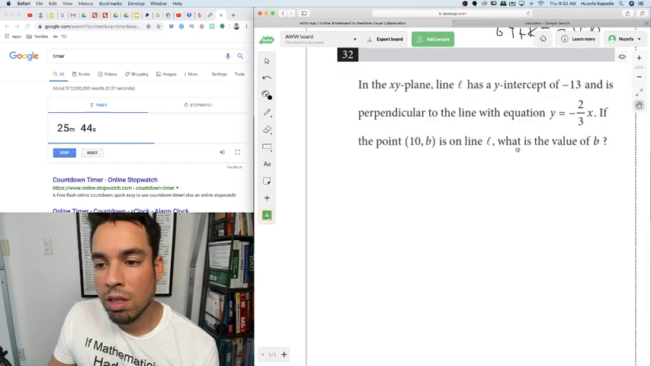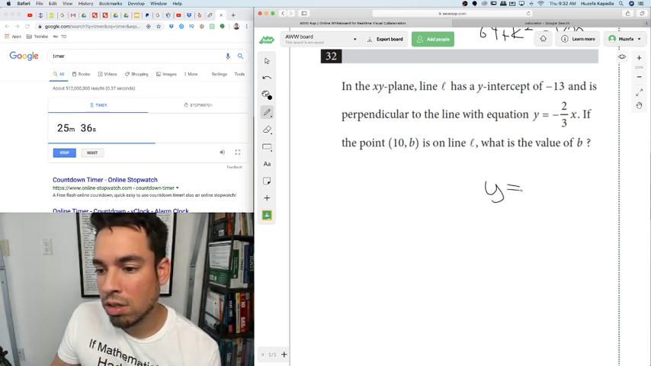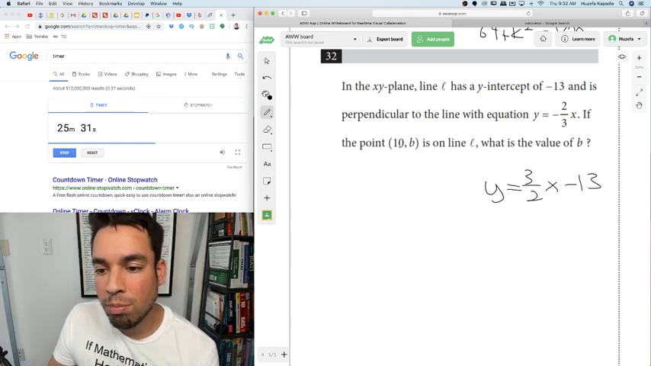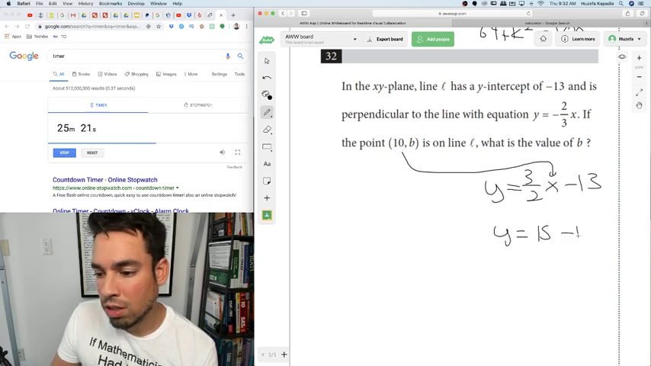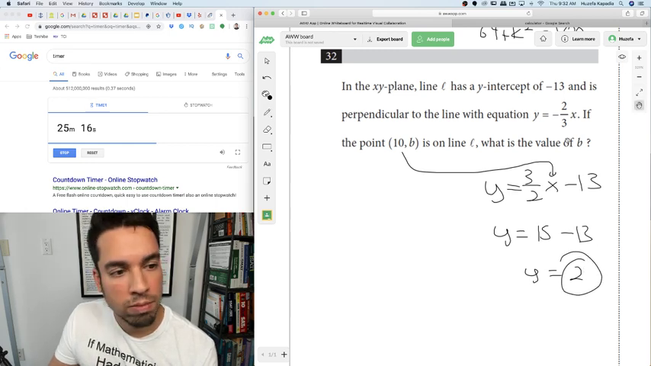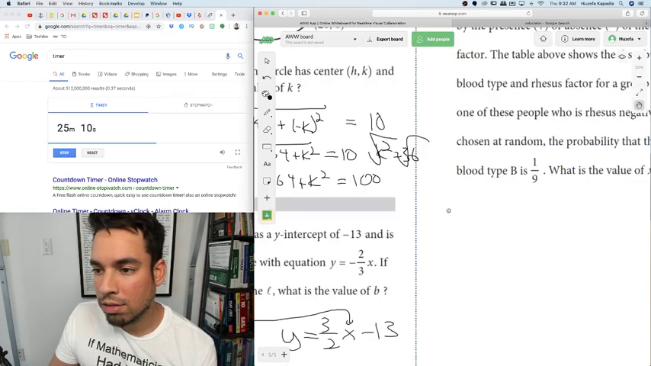In the xy-plane, line L has an intercept of negative 13 and is perpendicular to the line. So it's perpendicular to this, therefore it's got a negative reciprocal slope, which is 3 over 2 x, and then a y-intercept of negative 13. If the point (10, b) is on the line, what is the value of b? Plug in 10. So this is really 1.5. 1.5 times 10 is 15, but use your calculator if you're not sure. Minus 13, it's 2. Okay, we have a ridiculous amount of time, you can see. 25 minutes left for this, but let's keep going.